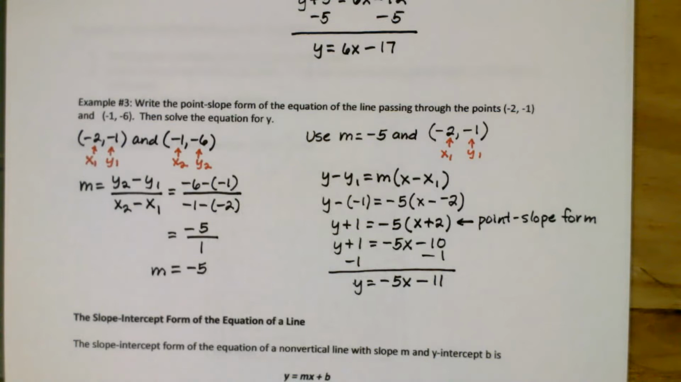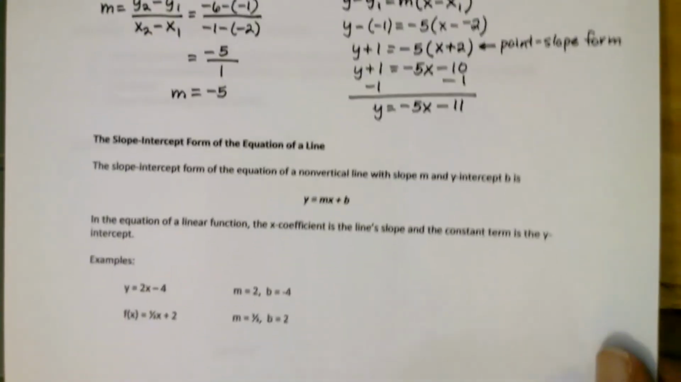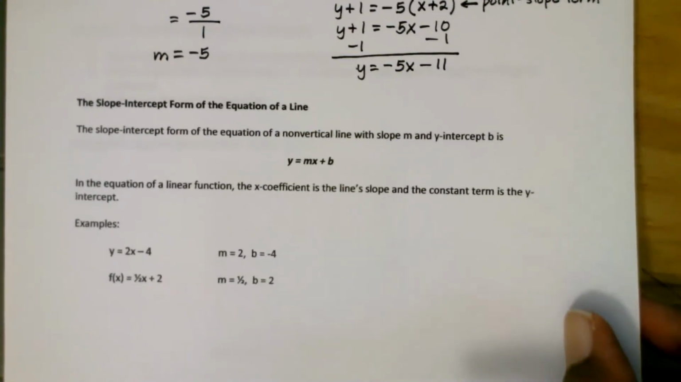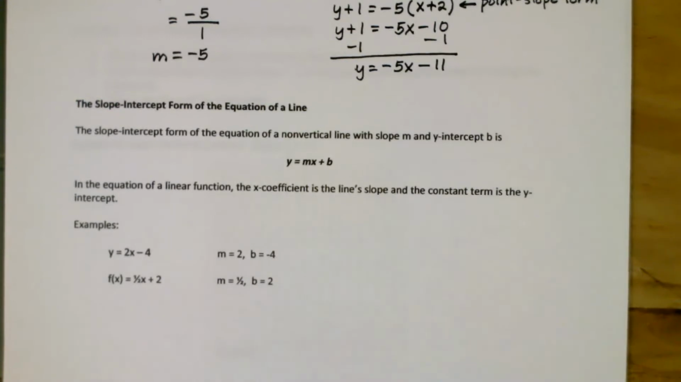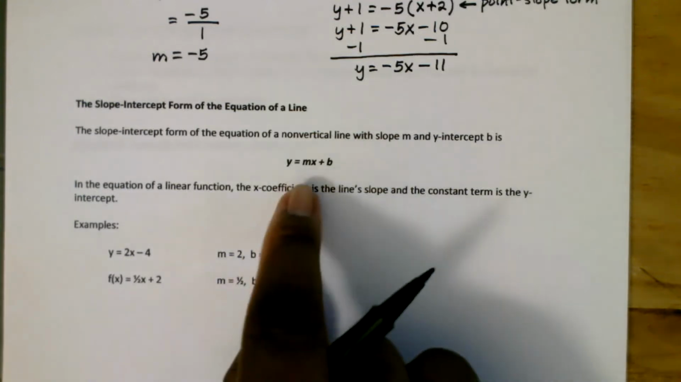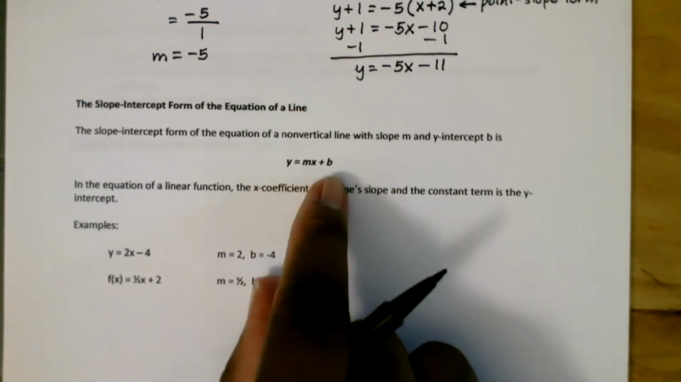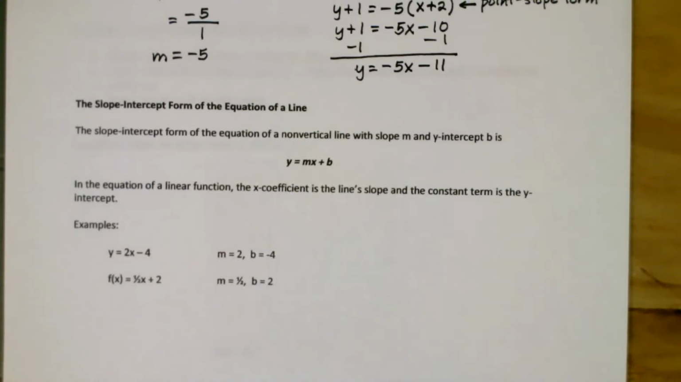Okay. Now, in those two examples that I did, examples 2 and 3, we solved the equation for y. Well, that has a special name. When that equation is solved for y in terms of x, we have what they call the slope-intercept form of the equation of the line. And it says here that the slope-intercept form of the equation of a non-vertical line with slope m and y-intercept b is this: y equals mx plus b.